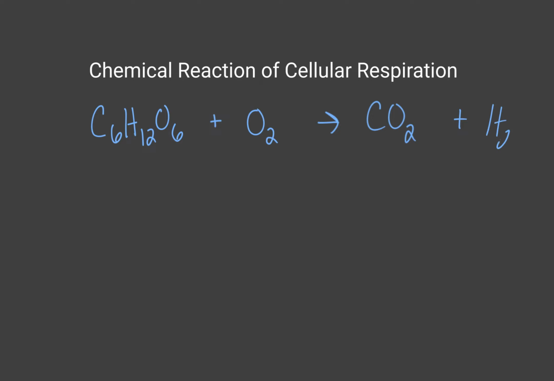So let's actually look at the chemical reaction now of cellular respiration, and this is probably where you will notice another similarity with photosynthesis. In cellular respiration, we take sugar, C6H12O6, and we react it with oxygen to produce carbon dioxide and water. So this is the exact opposite reaction of photosynthesis.